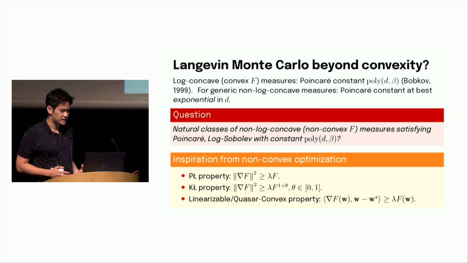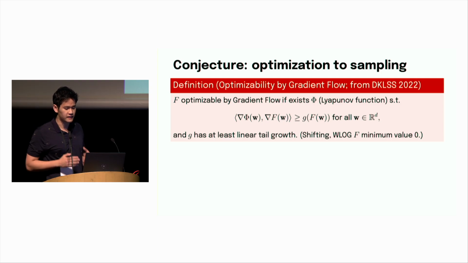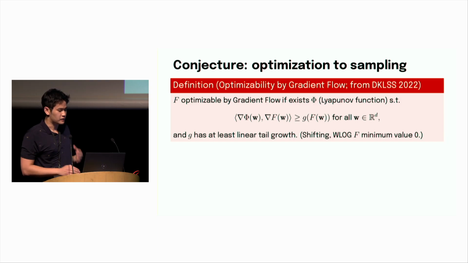In non-convex optimization, even when f, the loss function, is not convex, there are properties of gradient domination like PL and KL, and one-point convexity properties like linearizable or quasi-convex, that yield efficient global optimization. These conditions can all be wrapped under the following hood, introduced in a work by Desai, Kale, Lee, Shekari, and Sridharan. In particular, f is optimizable by gradient flow if there exists a corresponding Lyapunov function phi, such that the inner product of the gradients is at least f or a monotone function thereof.